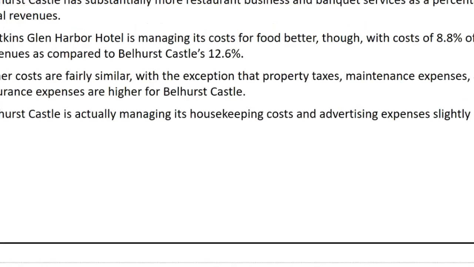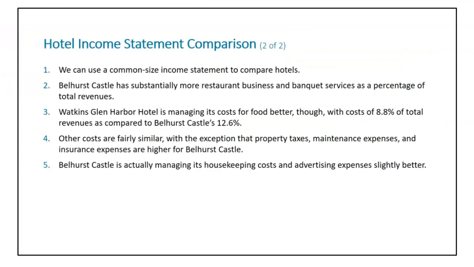One more adjustment here. So we use common size statements to compare hotels. The Belhurst Castle has more restaurant business and banquet services, but the Watkins Glen Harbor is managing its costs for food better, with the cost for food of 8.8% compared to Belhurst Castle 12.6%. But I would want to know something about quality here. You've got to make sure those are really comparable.